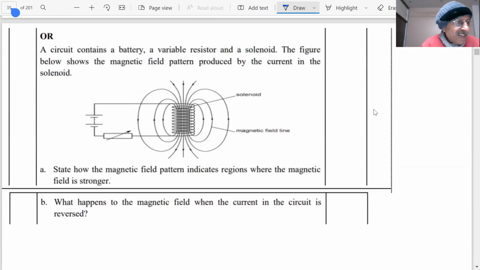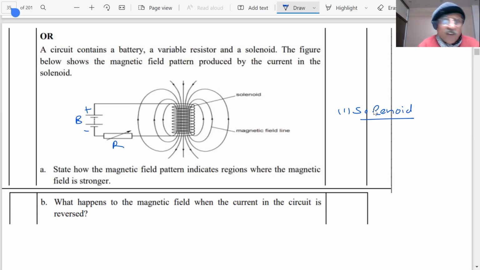The choice is given here. A circuit contains a battery, student. Where is this? Is a battery. This you can see. This is our battery, student. This is my plus. This is my minus. This is a battery. A variable resistance. This is a variable resistor, as you can say, and a solenoid, student. First of all, check the NCERT book. What is a solenoid, student?